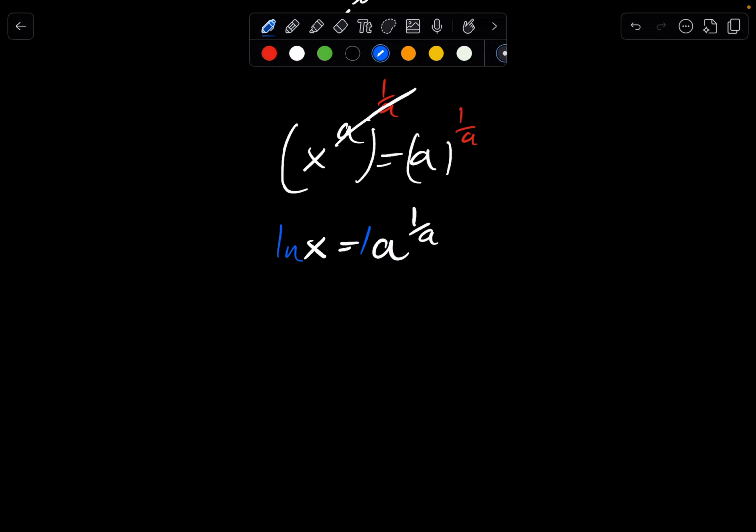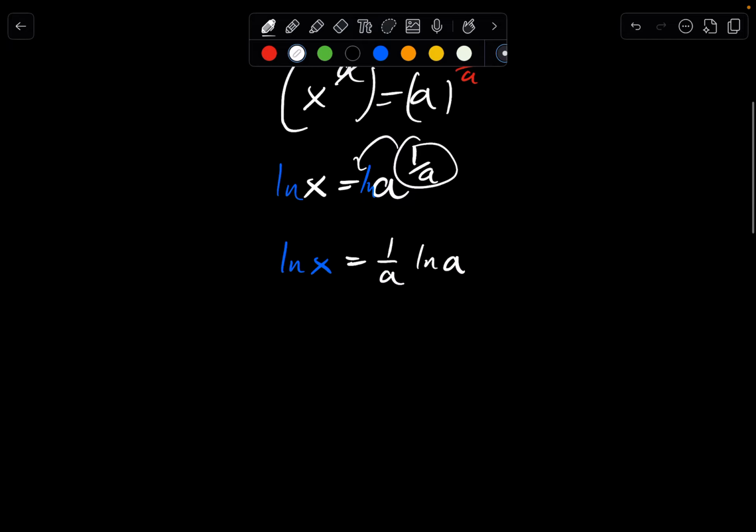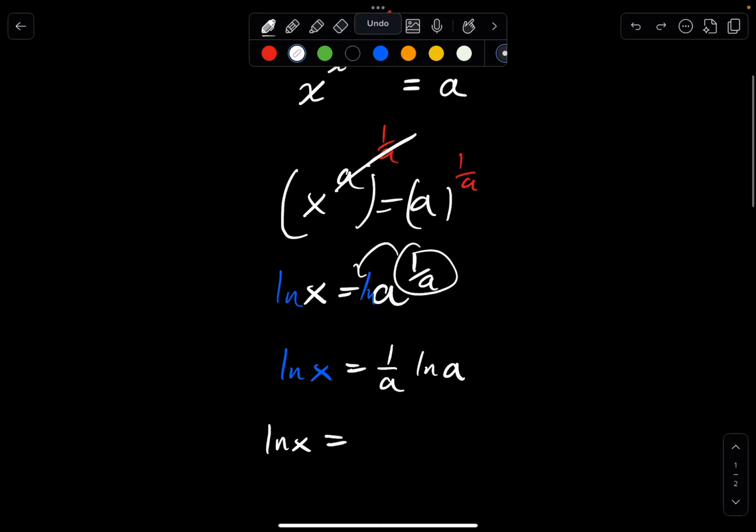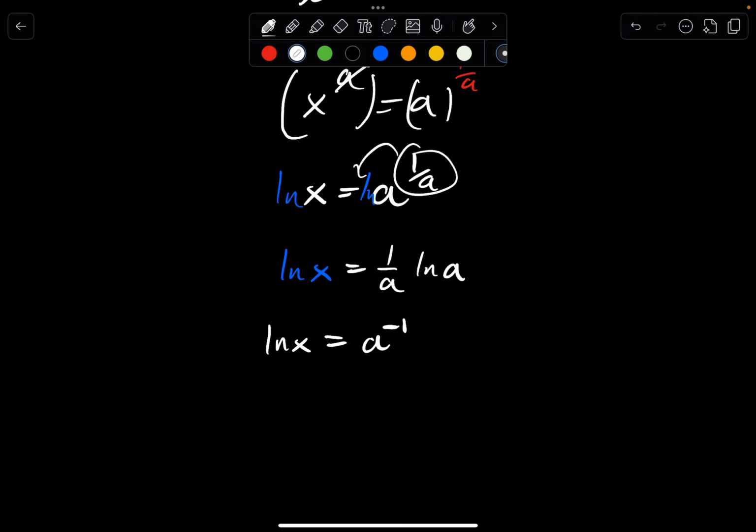If we take the natural log, on the left-hand side, we get natural log of x is equal to, and we bring the exponent down as a coefficient. That's how natural log works. So 1 over a times natural log of a. So far, so good. Now let's see what we can do. Still on the left-hand side, we have ln x. On this side, we can describe this as just a to the negative 1, ln a.